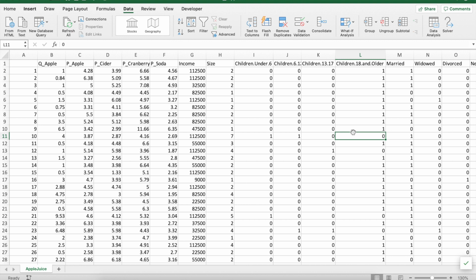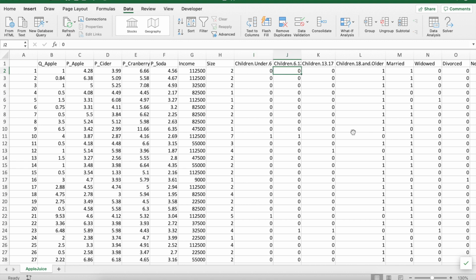Okay. There's an omitted category that just isn't labeled here, and we just have to think about it a little bit. So what does it mean for a household to not have a child under 6, not have a child from 6 to 12, not have a child from 13 to 17, and not have a child that's 18 and over? That is, what if columns I, J, K, and L all equal 0? Well, that means that household has no children. Okay, so the omitted category here is no children.